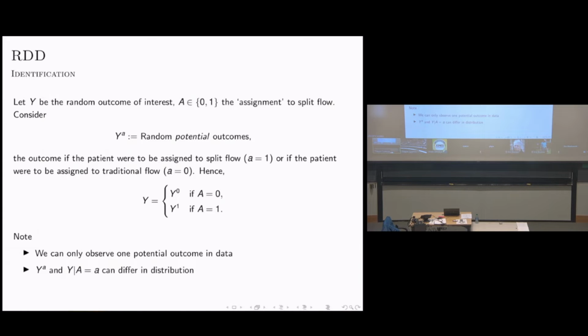And this is, in a sense, a fundamental problem of causal inference. What we're going to do next is impose conditions under which we can use the observed outcome given the treatment assignment to say something about the causal effects, which involves the random potential outcomes, Y superscript A. And these are known as identifiability conditions in causal inference. Questions? All right, so what are these conditions?